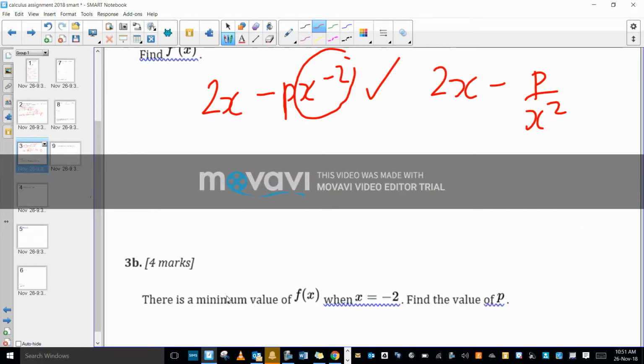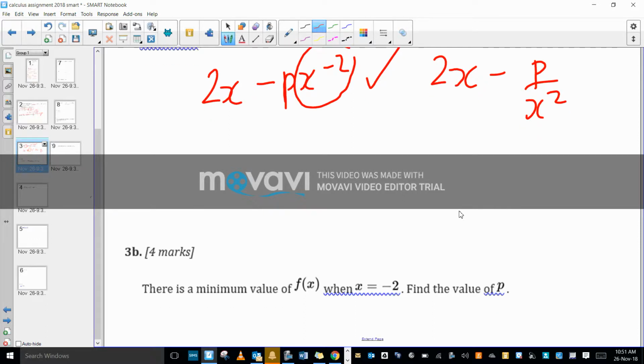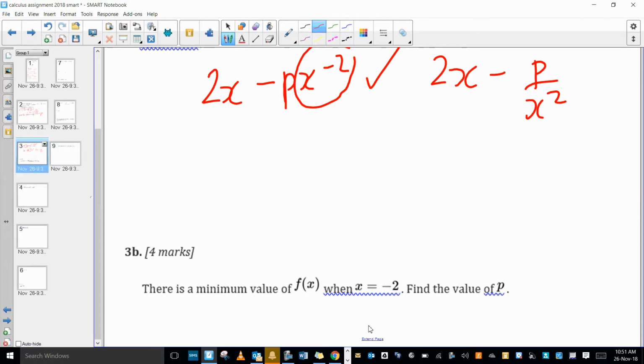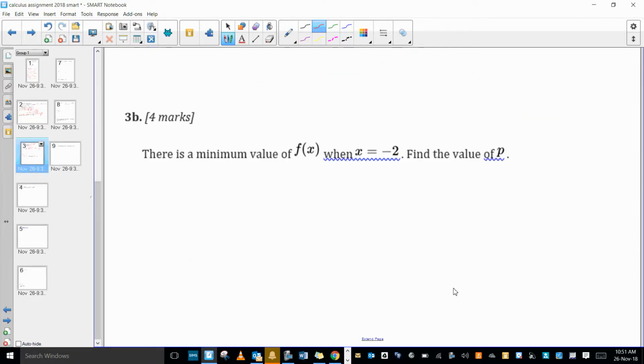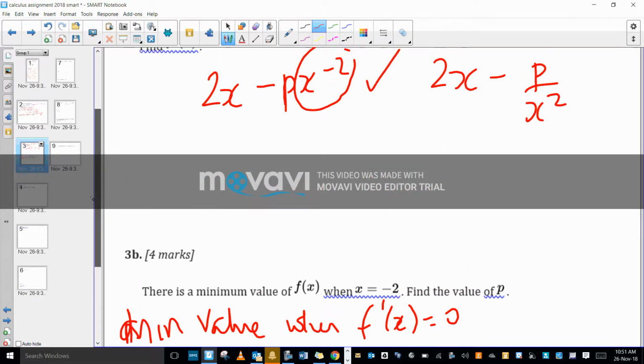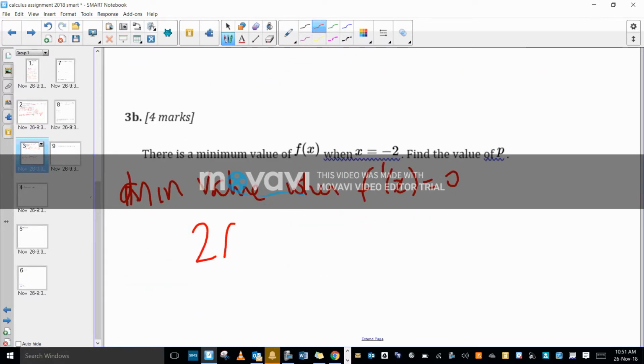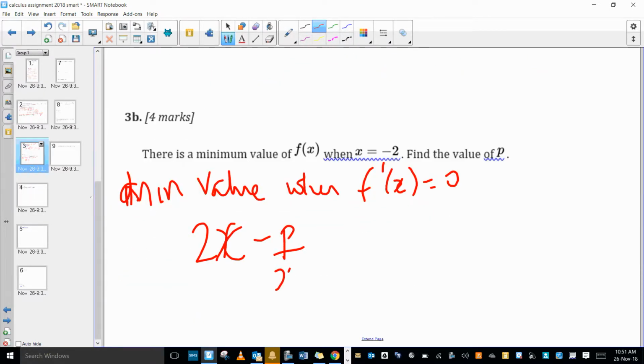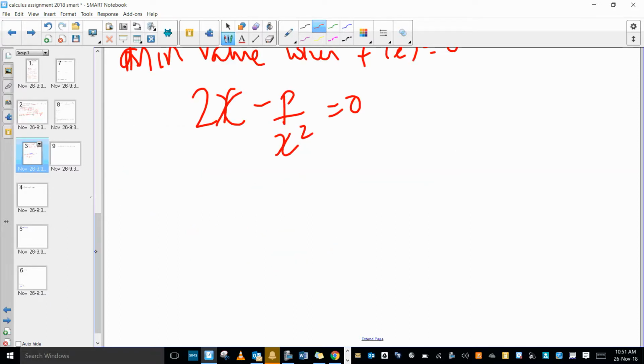We know there's a minimum value when x is -2. So we're going to substitute in -2. And we know that minimum values occur when that derivative is equal to 0. So min value when f dash x is equal to 0. So 2x minus p over x squared would be equal to 0. If that happens when x is -2, we're sticking -2 in here.